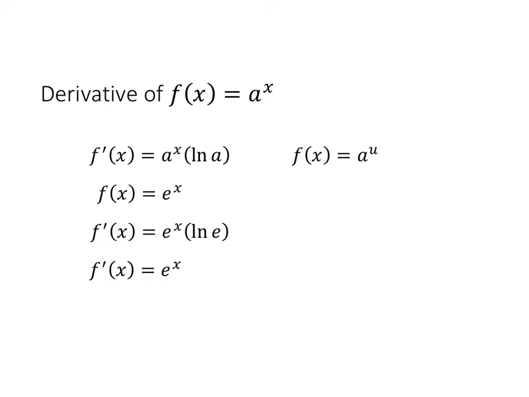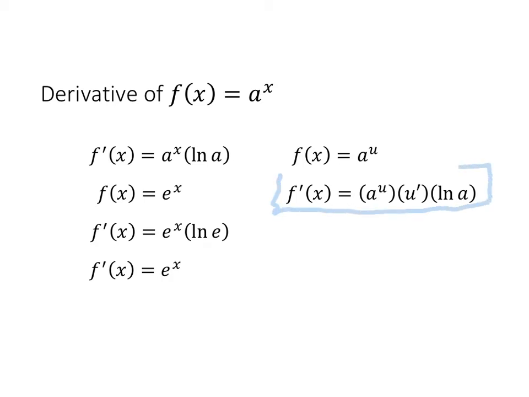All right, so let's look at the chain rule version of this, which is a to the u. So what is the derivative going to be of a to the u? Using chain rule, we can see that the derivative of this is now a to the u times u prime times the natural log of a.